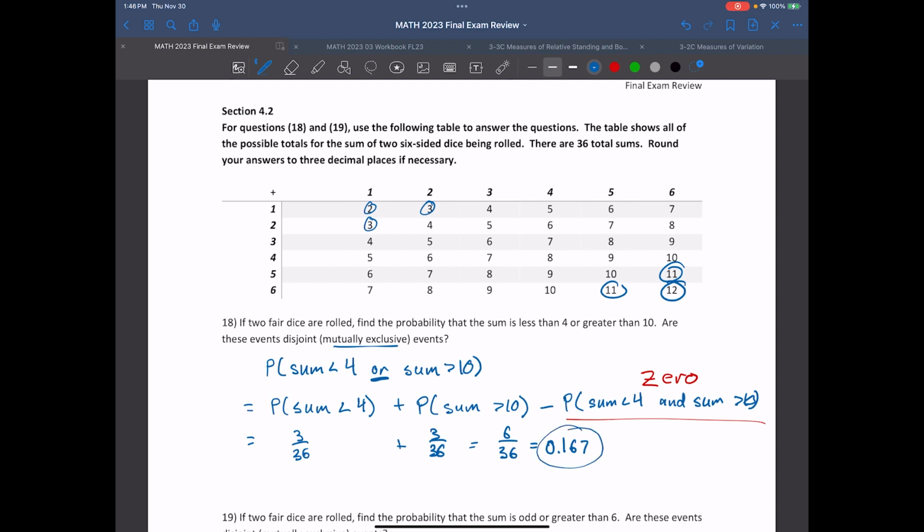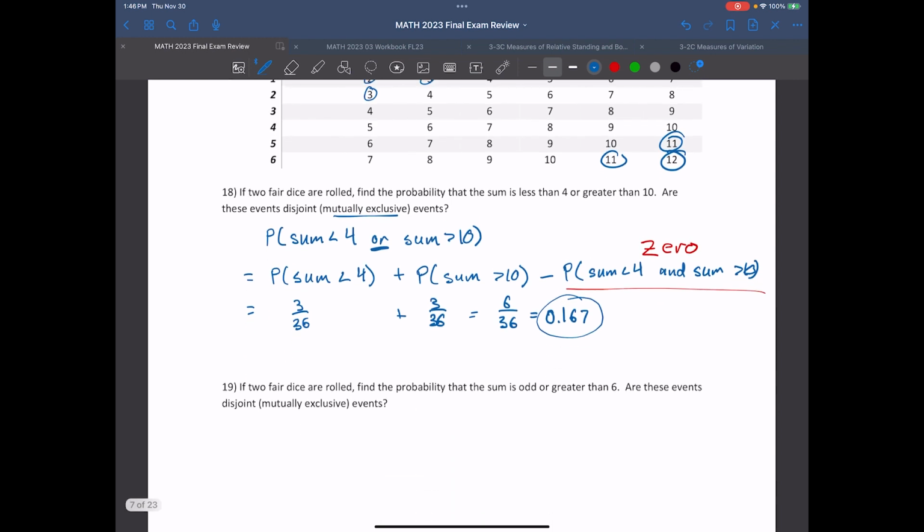But there we go. In the case of number 19, well, maybe just a step back, are the events mutually exclusive or are they disjoint? Yes. And because they were a yes, we had this go to 0. In the case of 19, if two dice are rolled, find the probability that the sum is odd or greater than 6. Well, you can see right here, you can have an odd number greater than 6: 7, 9, or 11. So the answer to this is no, they are not mutually exclusive. So this third term is going to basically be non-zero. So we do have to consider that in our computation.